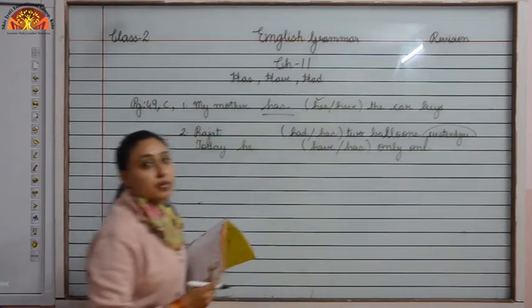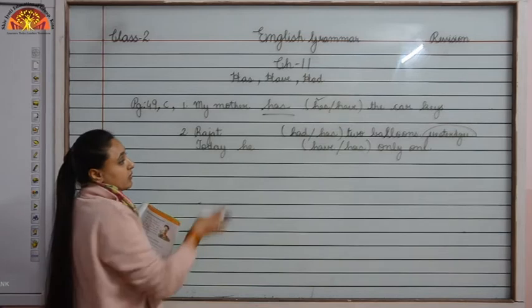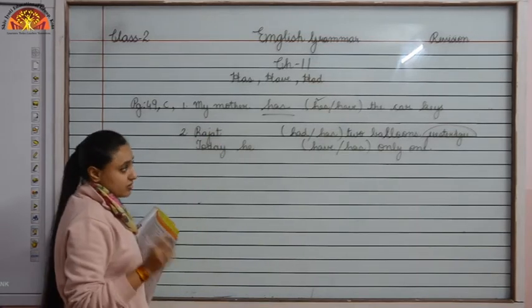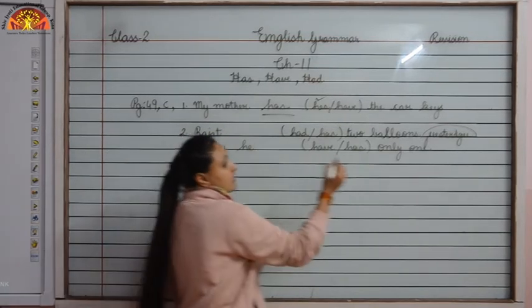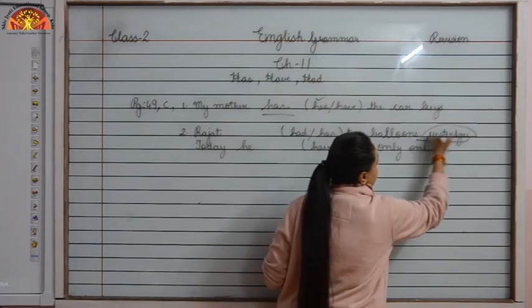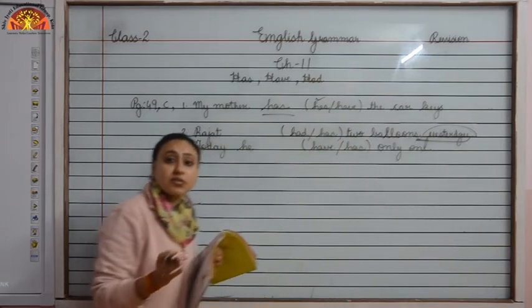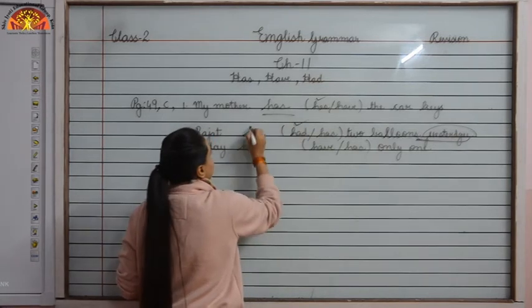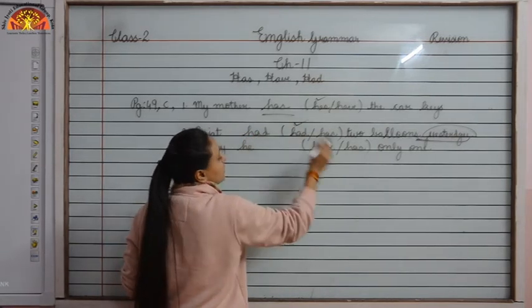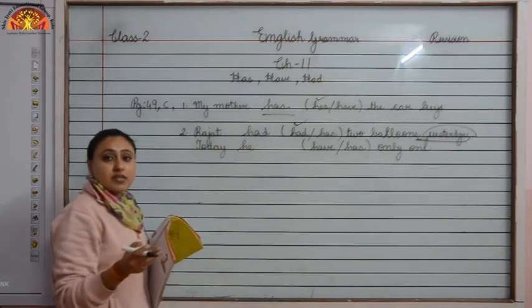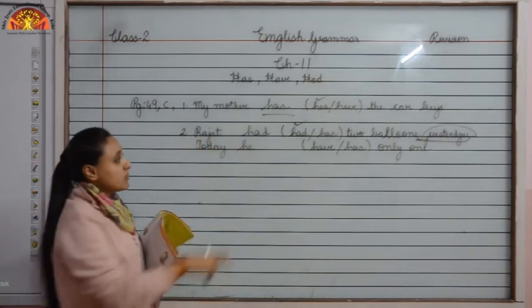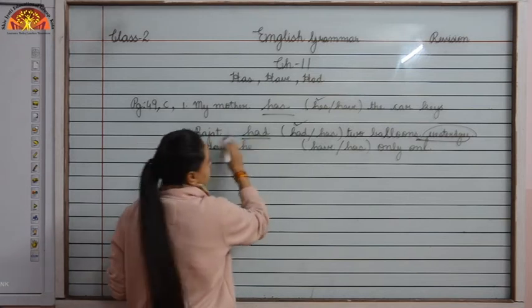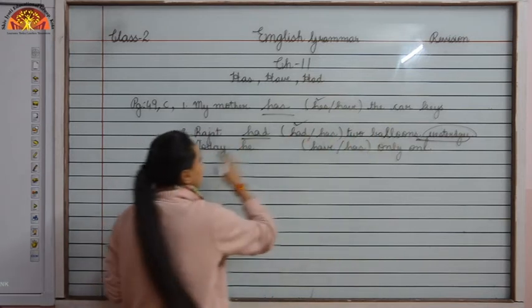So children, look over here, look very carefully. Here we are talking about one boy, Rajat, but yesterday is given to you in a sentence. So this sentence is of past tense, okay. Rajat had 2 balloons yesterday, because we have learned that with past tense we use had. So Rajat had 2 balloons yesterday.